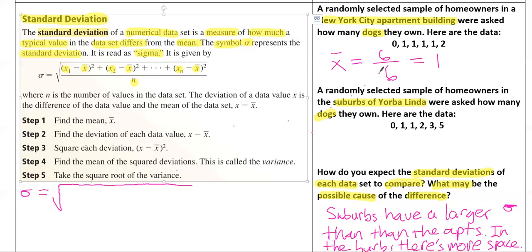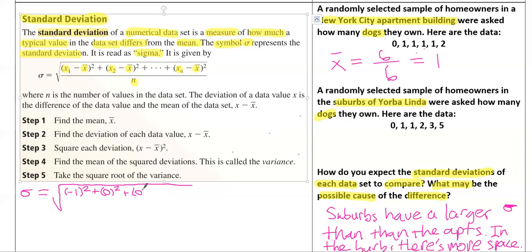So we do the first data value. How far is 0 from 1? Well, 0 minus 1 is negative 1, and then we're going to square it. We're going to add the second data value, 1, right here. 1 minus x bar is 0, squared. Well, now wait a second. All of those are going to be 0, so I could just do it a bunch of times.